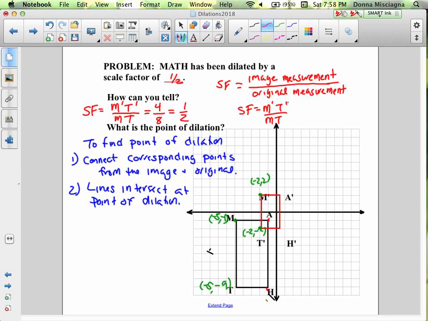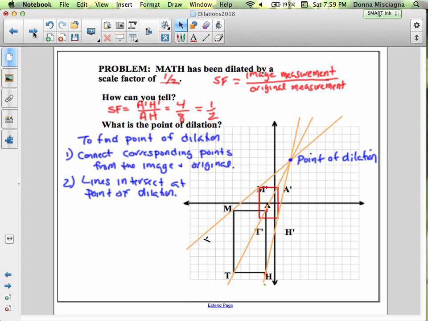Point of dilation. I'm actually going to change the screen so you can see the point of dilation on this one. To find the point of dilation, connect corresponding points from the image and original. The lines intersect at the point of dilation. Since my lines don't always come out the best, I did it in advance so that I would choose a nice skinny line and not a fat line, which can sometimes throw things off because it looks like it's going right smack dab through the point and it's not. All right, so here it is.